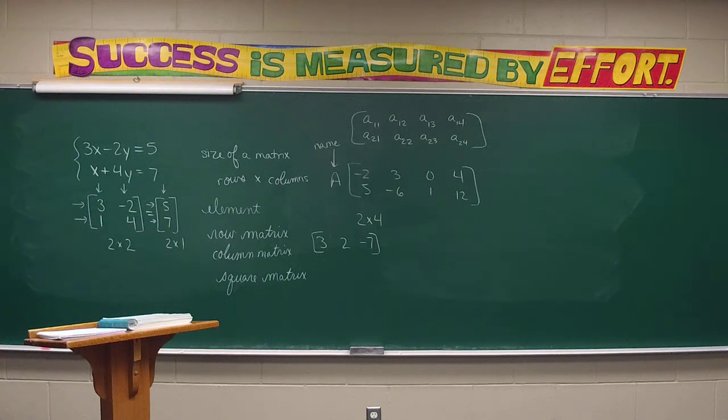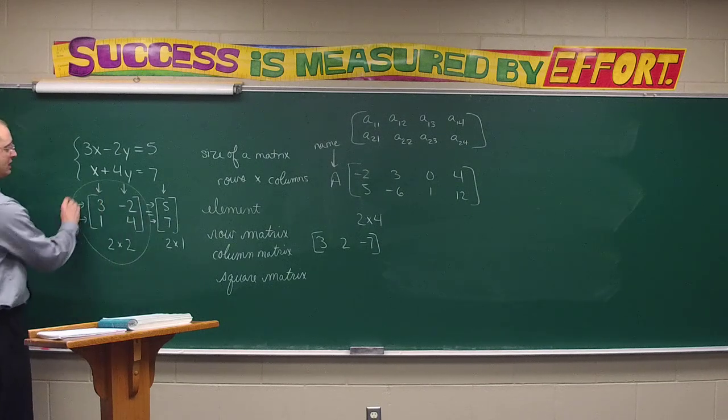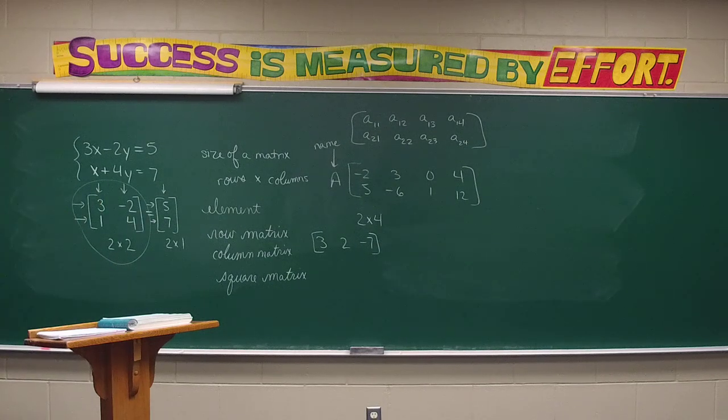A square matrix is a matrix with an equal number of rows and columns. This, for instance, is a square matrix. It has 2 rows and 2 columns. But if it had 5 rows and 5 columns, that would also be a square matrix. Make sense?